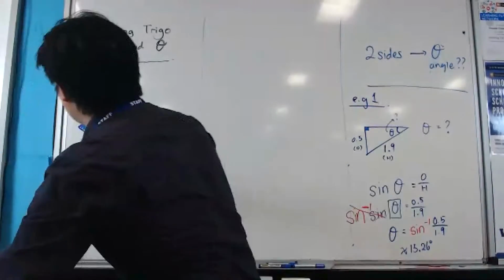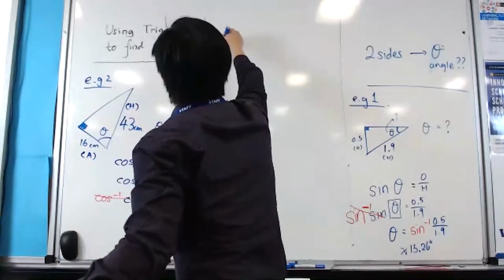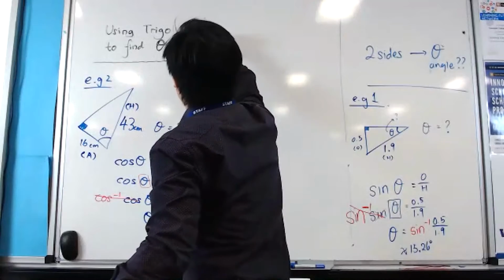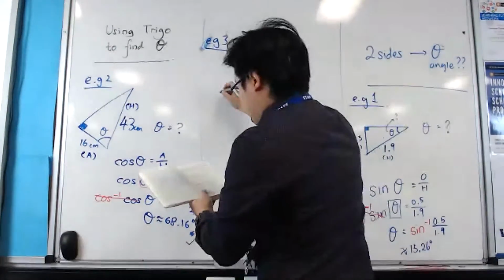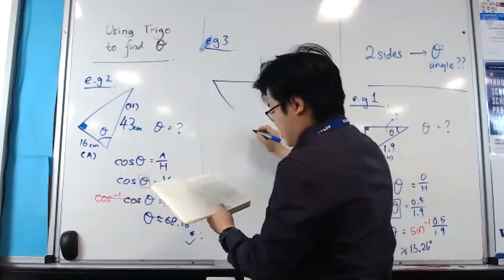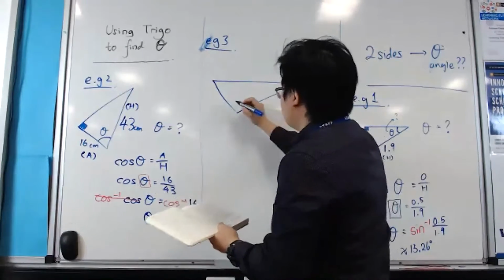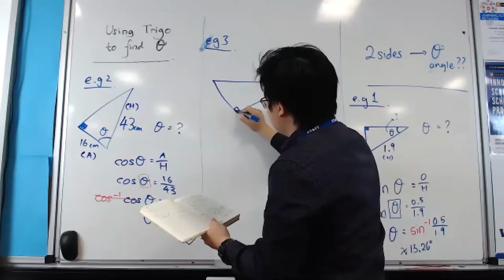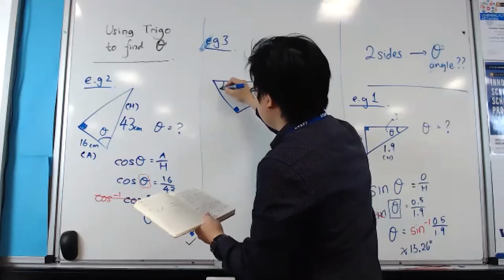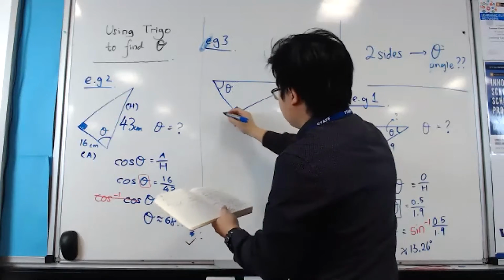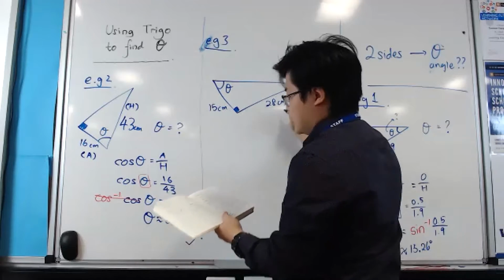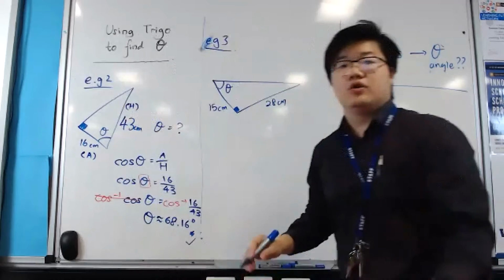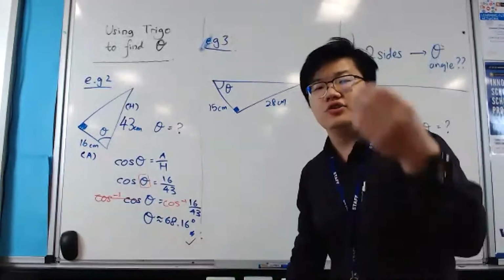Okay, so example 3. Oh, that's an E, by the way. Now, example 3. Okay, now I'll actually draw another right angle triangle like that. So that's a right angle, right? And your theta is right there. And we've got 15 centimeters and 28 centimeters. Now tell me, which trigonometric ratio should I use?